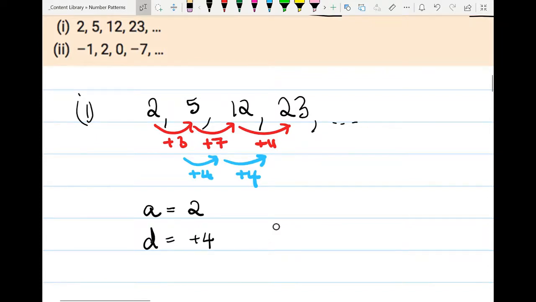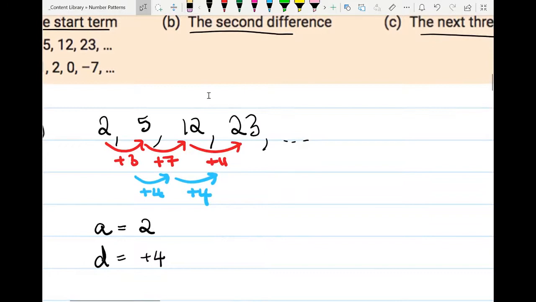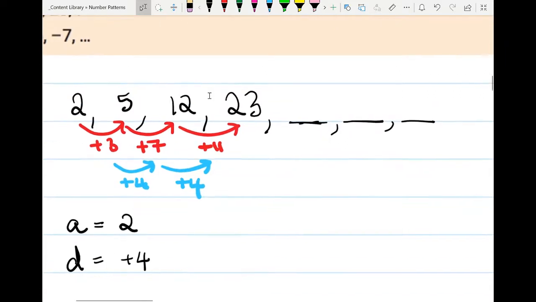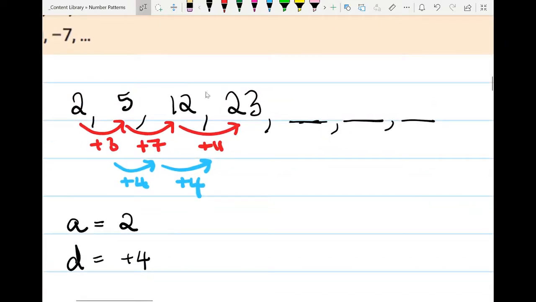And now they want us to continue this pattern and produce the next 3 terms. In order to produce the next 3 terms, we're first going to have to continue the pattern of the differences. The differences were 3, 7, 11. The next difference would be 15. The next one, 19. The next one, 23. So I'm just continuing the pattern here of the differences.